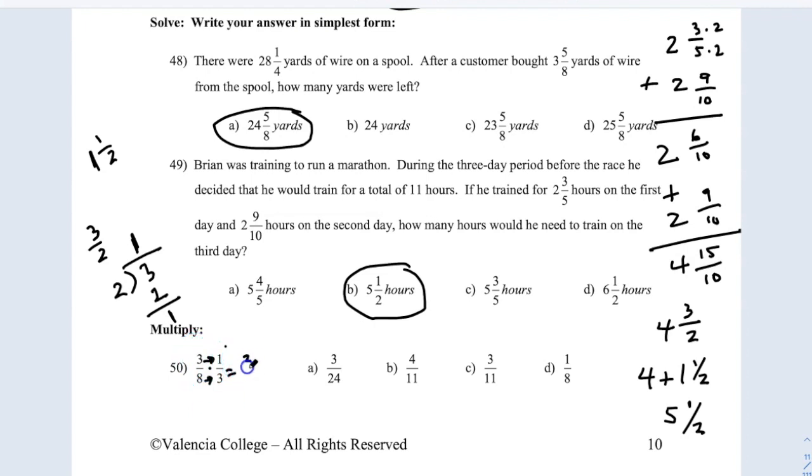So 3 times 1 is 3, and 8 times 3 is 24, right? And then you simplify. Can you divide by 3 the top and the bottom? Yeah, the top divided by 3, yes. 24 divided by 3 is 8, so divided by 3 on the top, 3 divided by 3 is 1. 24 divided by 3 is 8. So my answer is 1/8.